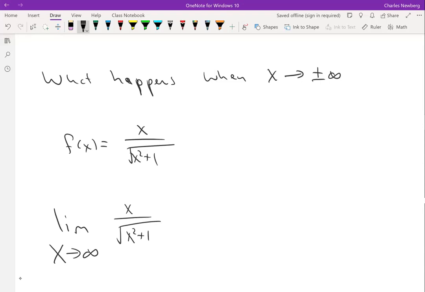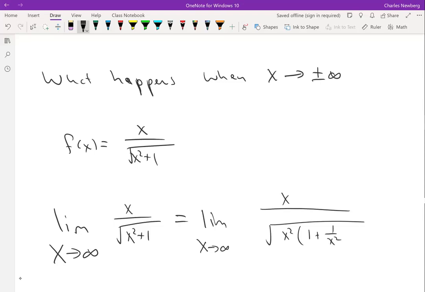Okay. So there's not a lot I can do here, but I'm going to do a little factoring. I'm going to rewrite this as the limit as x goes to infinity of x, and then in this radical, I'm going to factor out an x squared. When I factor out an x squared from x squared, I get a 1, and here I get 1 over x squared. So I just factored out the x squared from underneath that radical, inside the radicand.